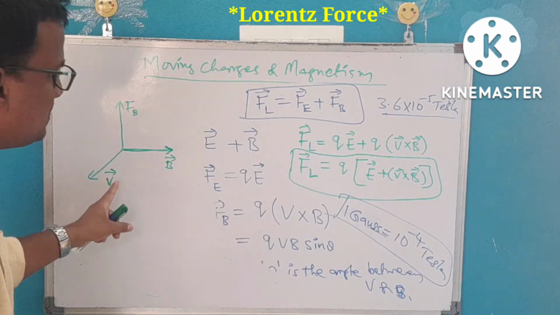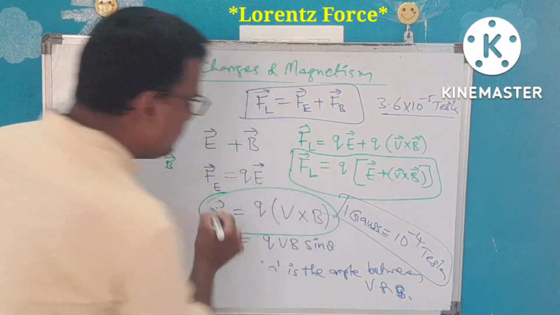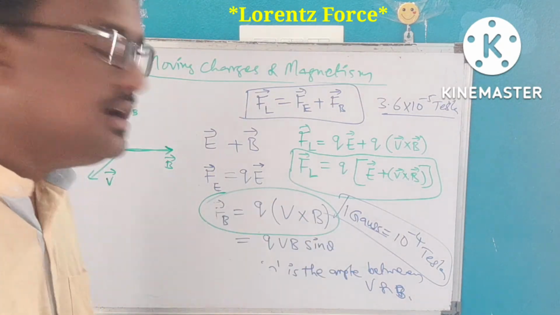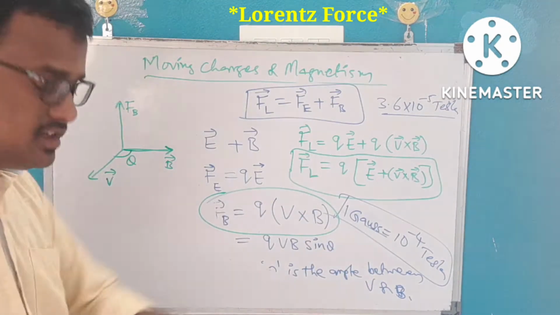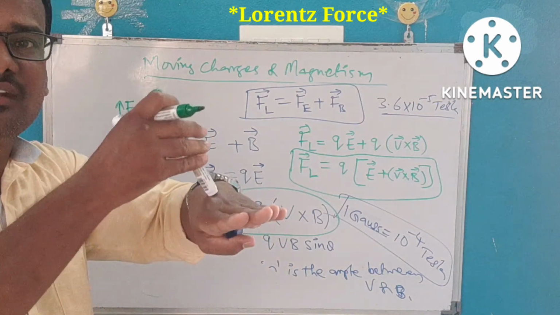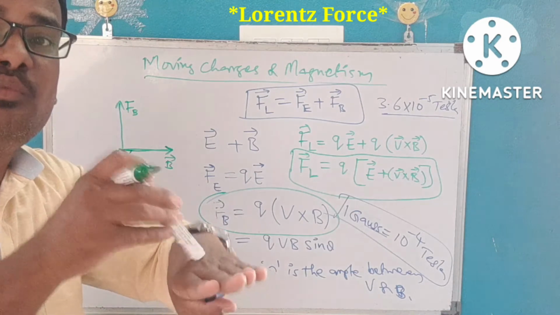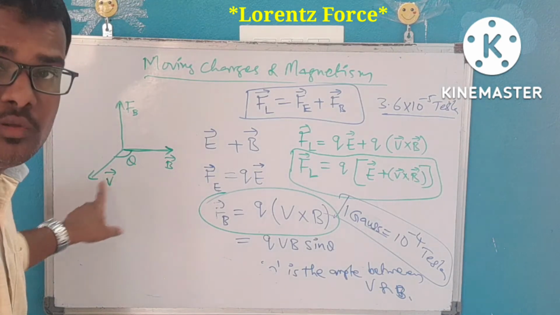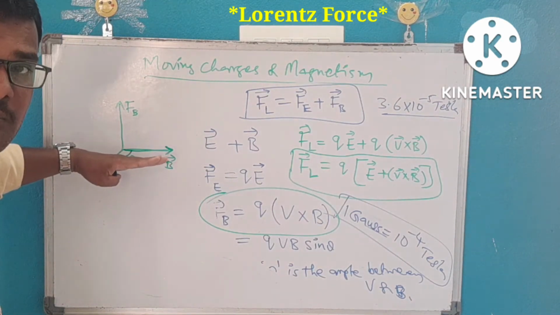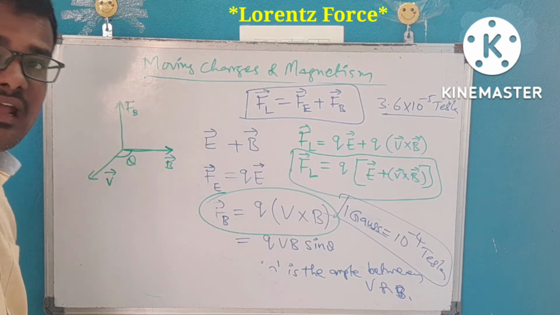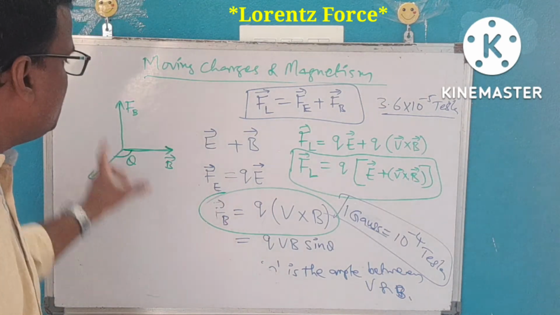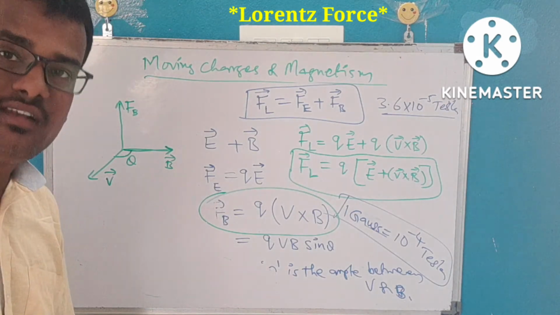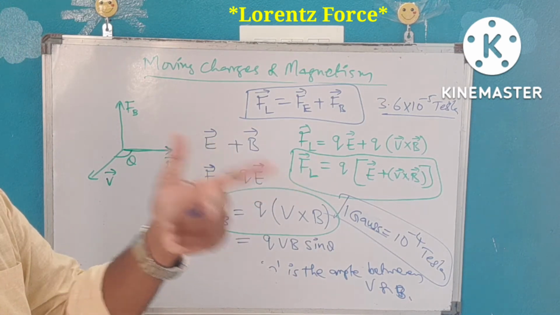Here you can observe, what is the equation? F equal to Q V cross B. V and B are aligned at some angle. So the magnetic force acts perpendicular to the plane of V and B, in the upward direction. So this is about the directions of the magnetic force, magnetic field, and velocity direction by the left hand thumb rule.